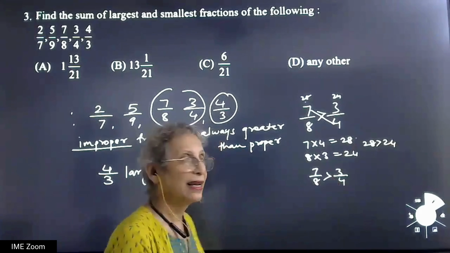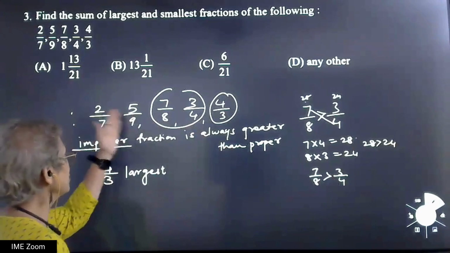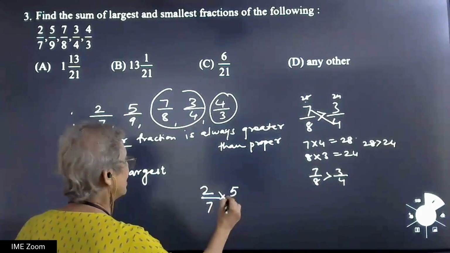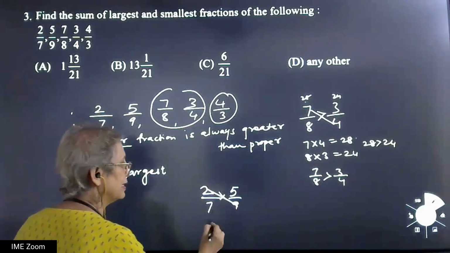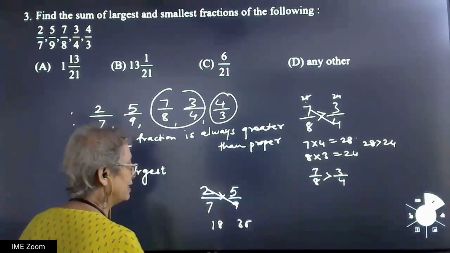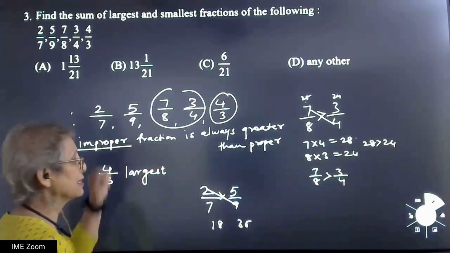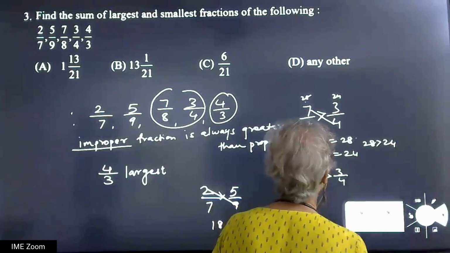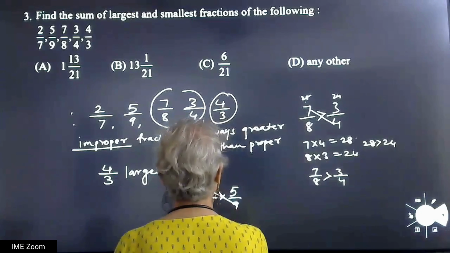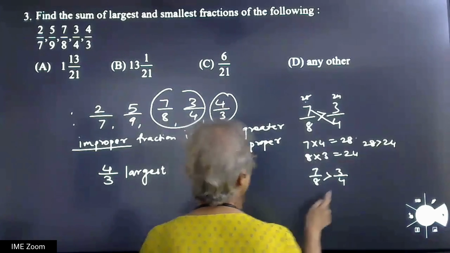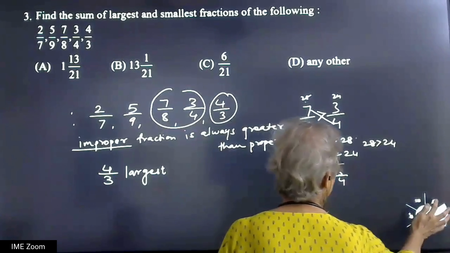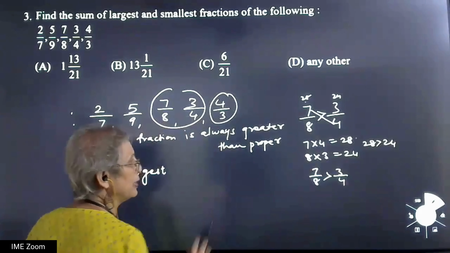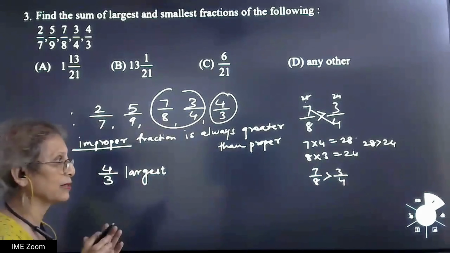Right? And now the remaining two, out of these two, you can compare 2 upon 7 and 5 upon 9. 9 2s are 18. 7 5s are 35. Naturally, 18, this fraction is smaller. And so what we got is, right, out of these two, 7 upon 8 is greater. We are interested in smaller, right?